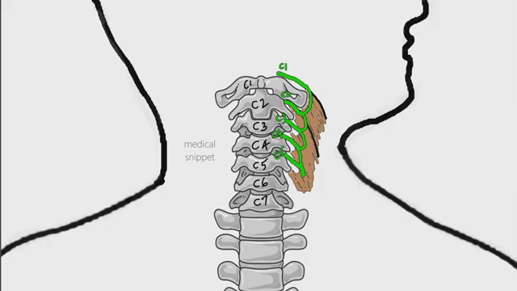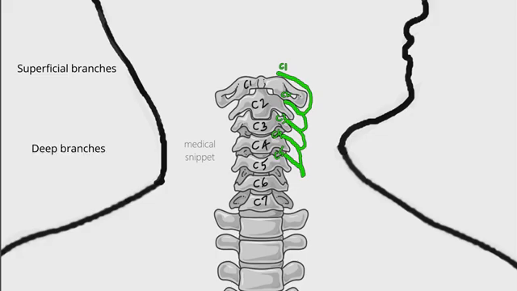Now let's discuss the branches of cervical plexus. It can be divided into superficial and deep branches. The superficial are sensory branches, and the deep are muscular branches. There are 4 sensory branches. The sensory branches pass posteriorly in the neck.